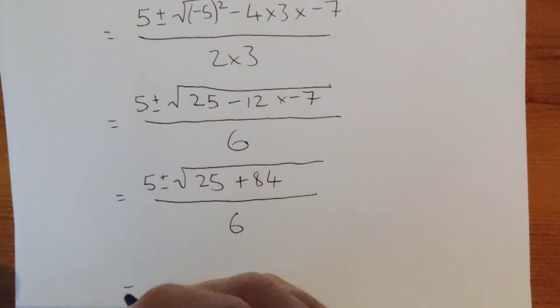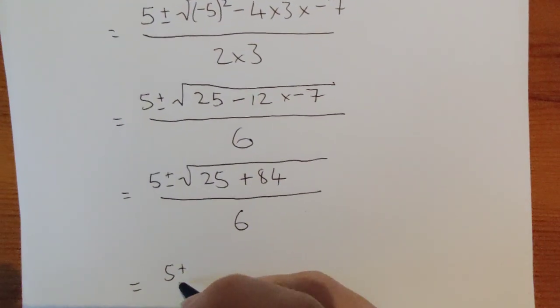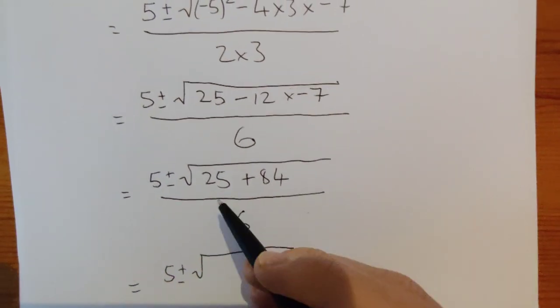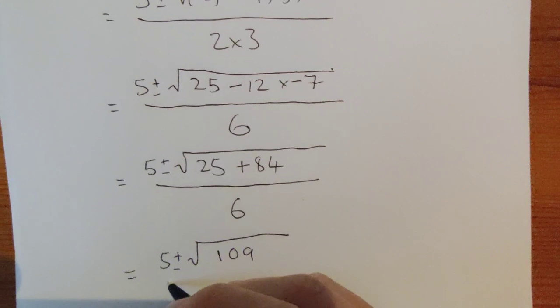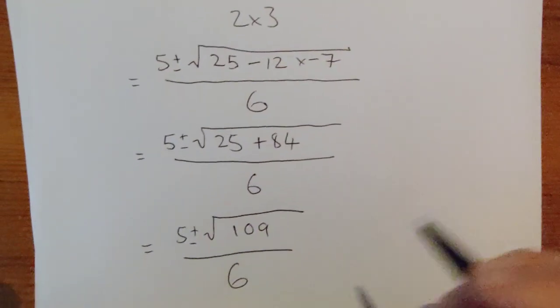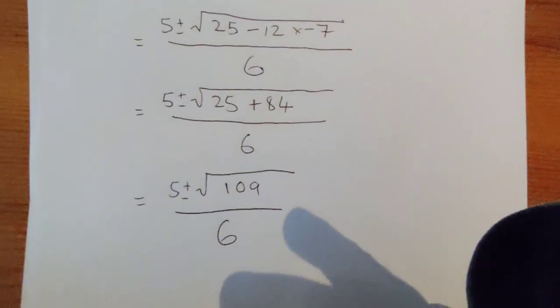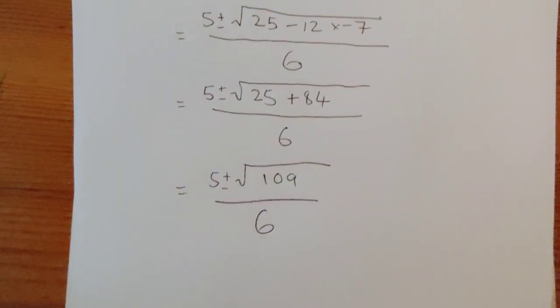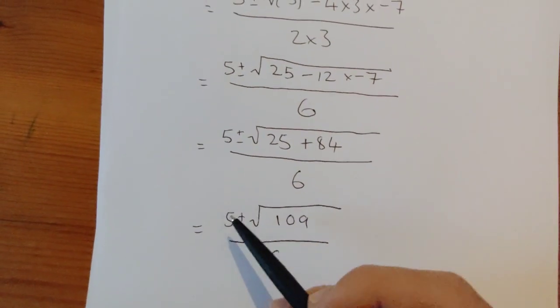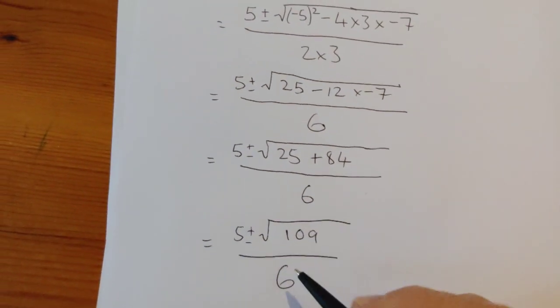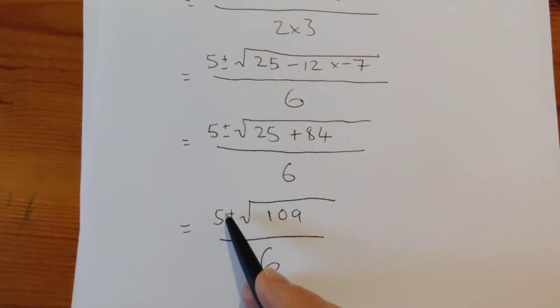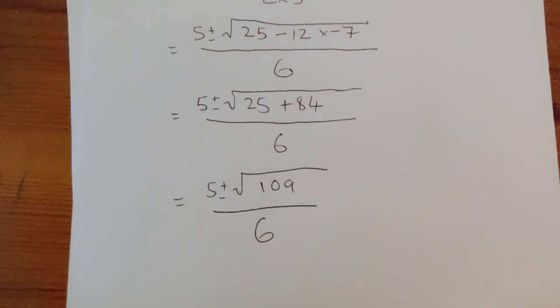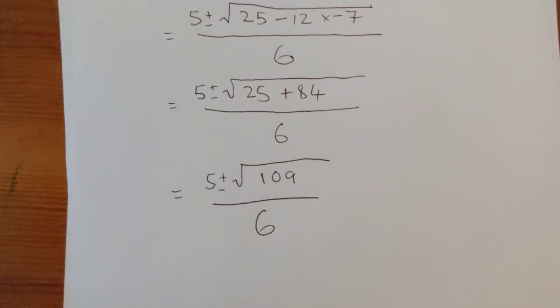And then there's only one more bit I can actually do on this one. 5 plus and minus square root 25 plus 84 is 109 over 6. And without a calculator, there's nothing more I can do with this now. I can't square root that 109. The 5 doesn't divide by 6, and neither does square root of 109. So that's my answer. X equals 5 plus and minus the square root of 109 over 6.